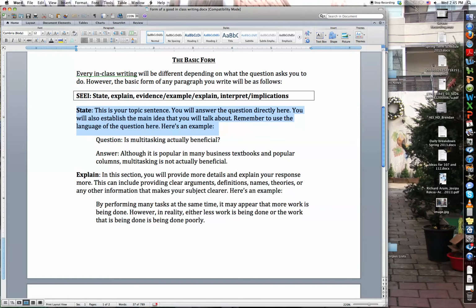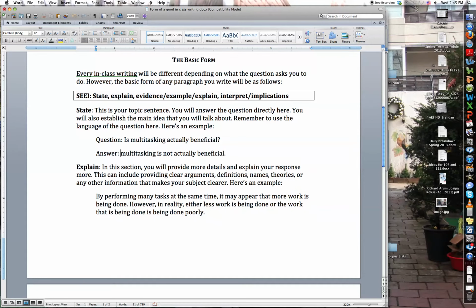So if we take a look at an example, here's one. Is multitasking actually beneficial? One simple question, and again, it's a yes or no question. All right, and I have an answer here. Although it is popular in many business textbooks and popular columns, multitasking is not actually beneficial. You know what? That's a bit too long. All we really need to do is this.